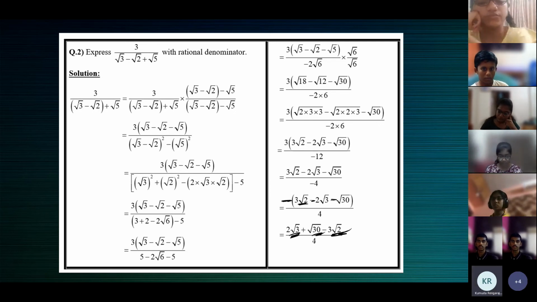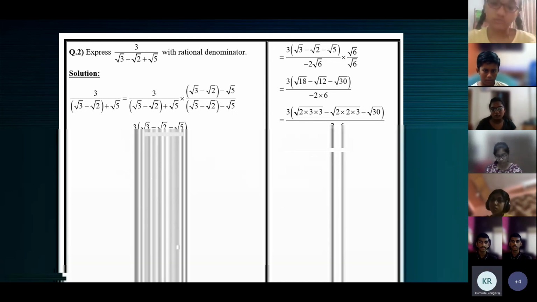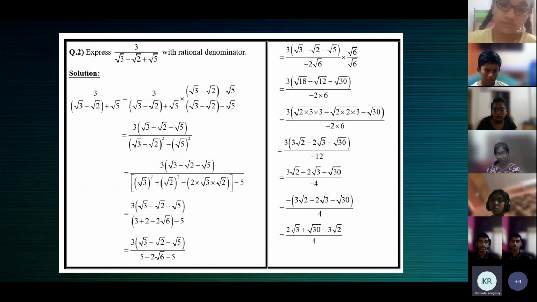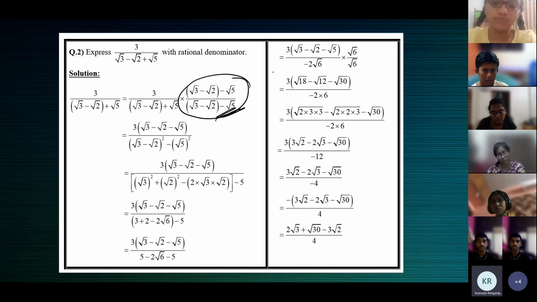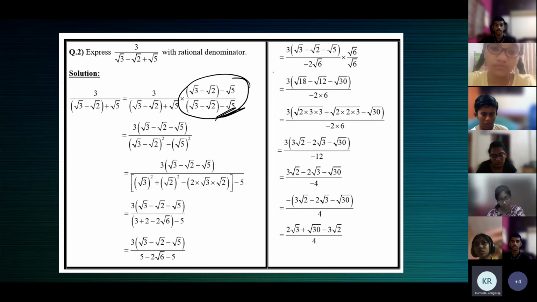Divided by 4. Now what is the denominator, children? What is the denominator in the final step? 4. Is 4 rational or irrational? Rational. Yeah, so we have rationalized the denominator. Earlier, after the first stage, what was the denominator? Minus 2 root 6. Yeah, minus 2 root 6. Correct. Wherein root 6 is still irrational.